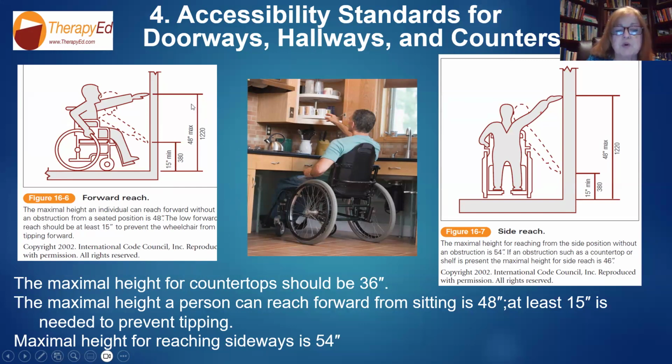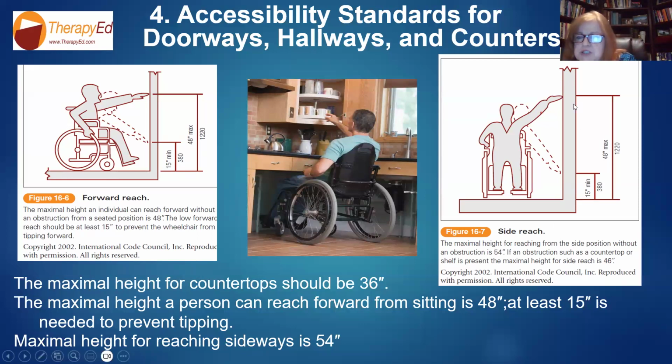The maximum height forward is 48 inches. And this is the guy in a wheelchair showing. This is a really well-designed kitchen. And the lowest height is 15. From the side, because you're not leaning as much forward, you also have 48. Okay, so it's 48 and 15.